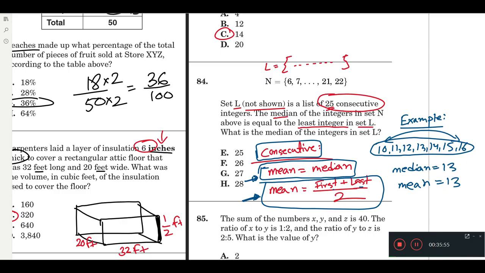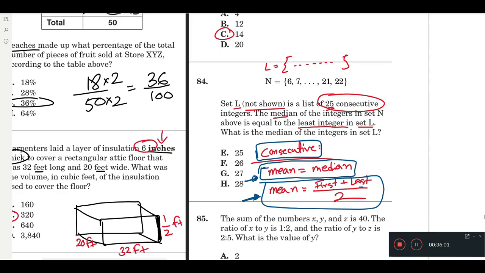Now let's make sure you guys copy these two things down. I'm going to erase the example. Now let's take a look at it. What's the benefit of knowing this shortcut? They said the median of the integers in set N above is equal to the least integer in set L. The least integer in set L is the first one, right? And set L is not shown. So I want to know set L, and the first one of set L is the median of set N. I don't know the median of set N, but can I find the mean by adding the first one and last one divided by 2? So the mean of set N is equal to what, Dev? 6 plus 22 divided by 2. And we get what?